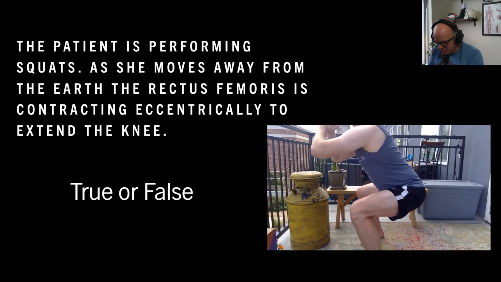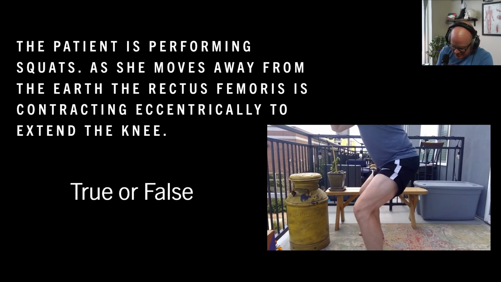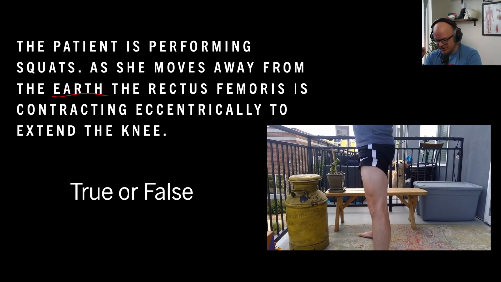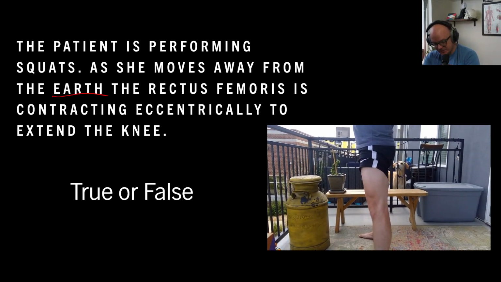So let's see here. As she moves away from the earth, again, away from the earth, this better be a concentric contraction. The rectus femoris, which is a quad muscle, okay, so move away from the earth, concentric, rectus femoris, the quads, all right, the quads would probably be involved in a squat here. Let's make sure the joint matches. Is contracting eccentrically to extend the knee. Okay, wait a minute. The quads extend the knee, moving away from the earth.